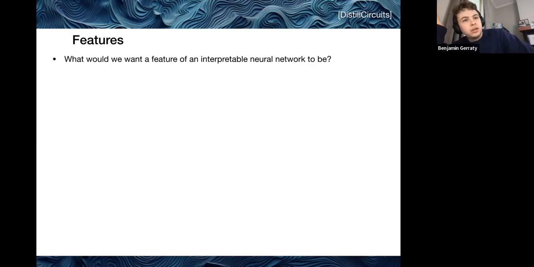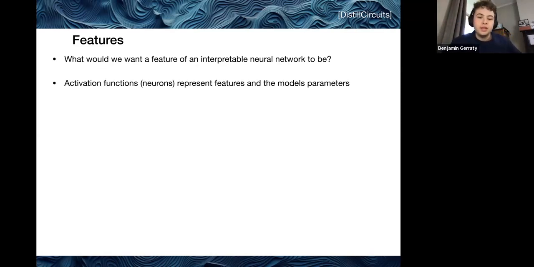Okay, so let's say you've got a network and you want it to be interpretable, like you're assuming that it can be. What is something you would want the network to have? What is a feature, colloquially, that you would want it to have? This is the idea of features: we want to be able to look at a network and say something about what a feature colloquially is. The main idea here is that people think of the activation functions or the neurons as representing features.